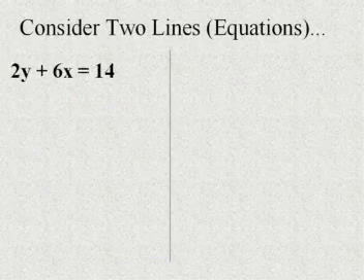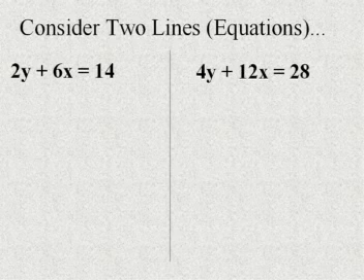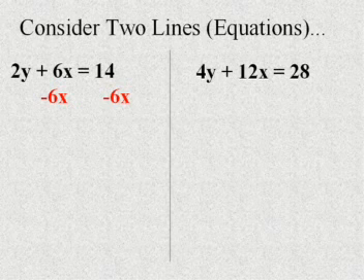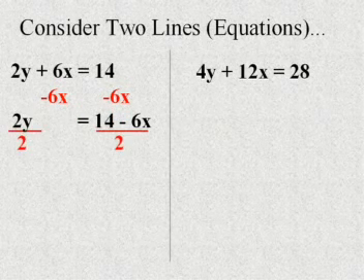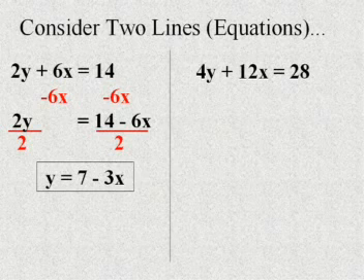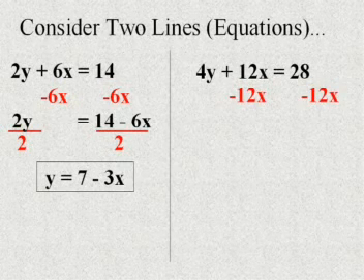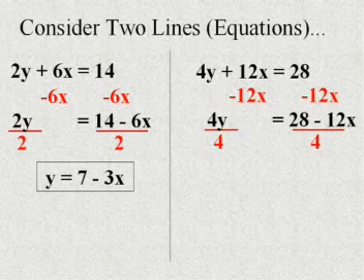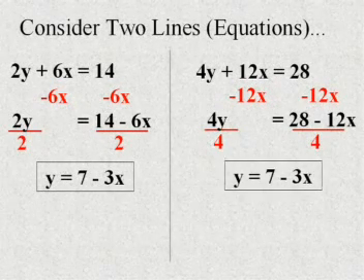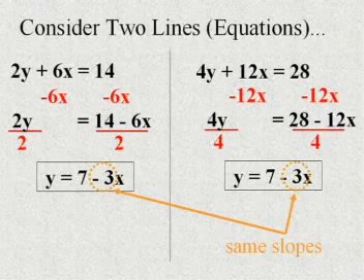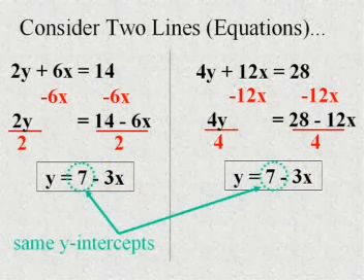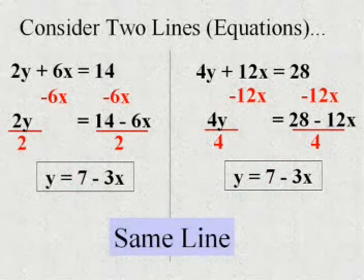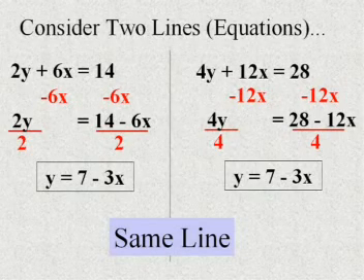Let's try some more. This line and this line. Well, we can't do anything until we solve for y. So let's subtract 6x and divide by 2. You get pretty good at this after a while. And let's take a look at this one. We're going to subtract 12x, and I guess I'll have to divide everybody by 4. And this might stare you right in the face. The slopes are the same and the y-intercepts are the same. You might not have guessed it, but those lines really are the same line. You couldn't tell anything until you solved for y, could you?